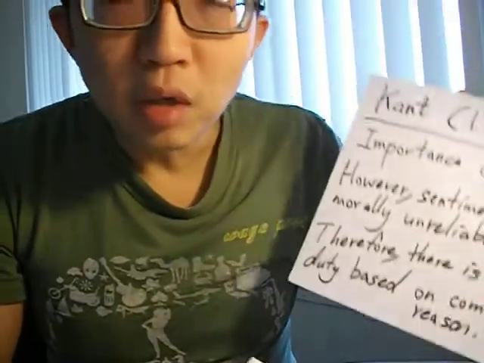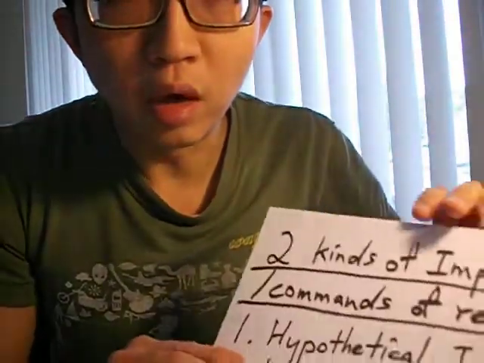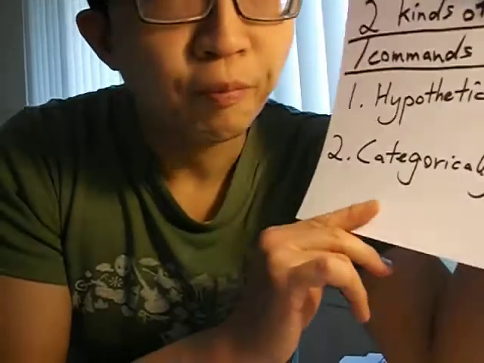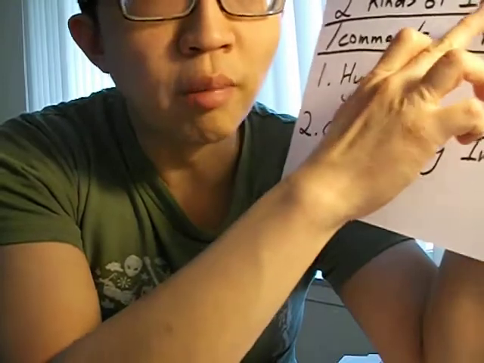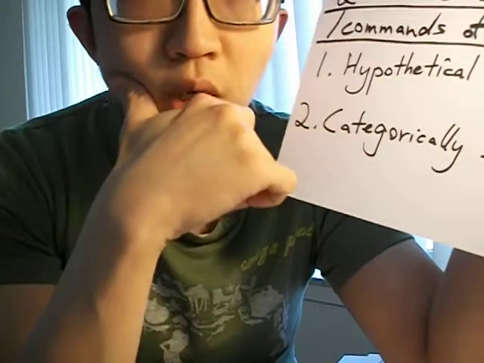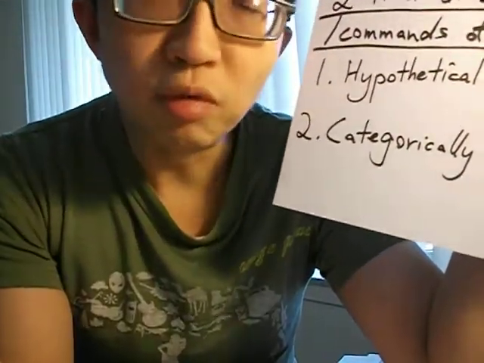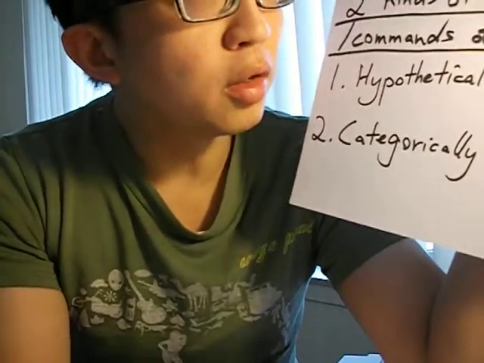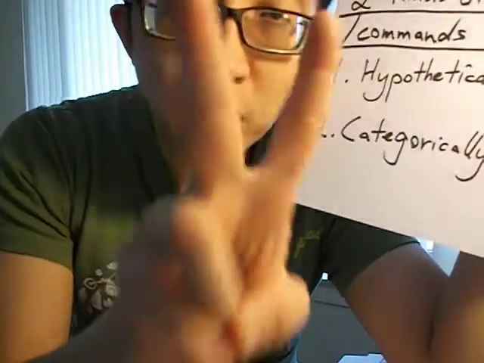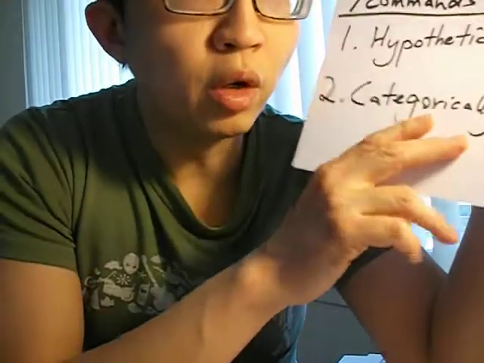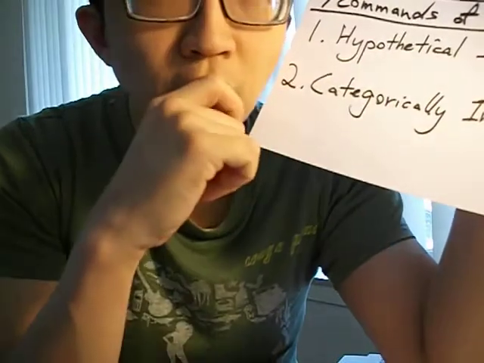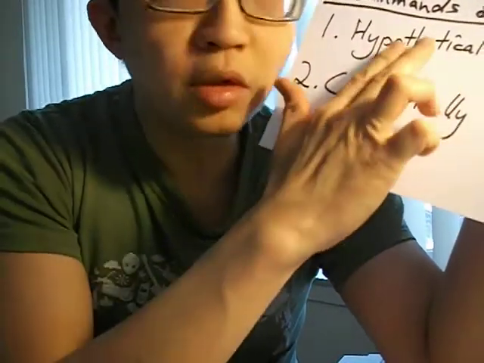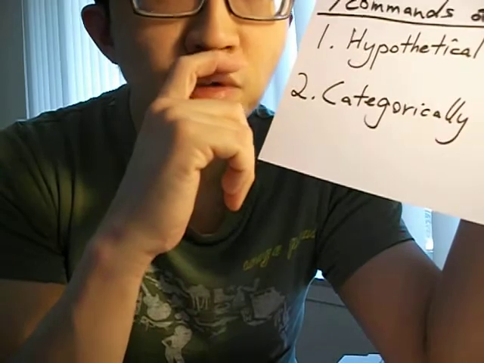Okay, so what does all this mean? Let me say something about the commands of reason that Kant is talking about first. He calls the commands of reason imperatives, which is a fancy word for command. Kant believes that ultimately there are two kinds of imperatives. There are what he calls hypothetical imperatives, and categorical imperatives. Now, let's start by talking about hypothetical imperatives first.